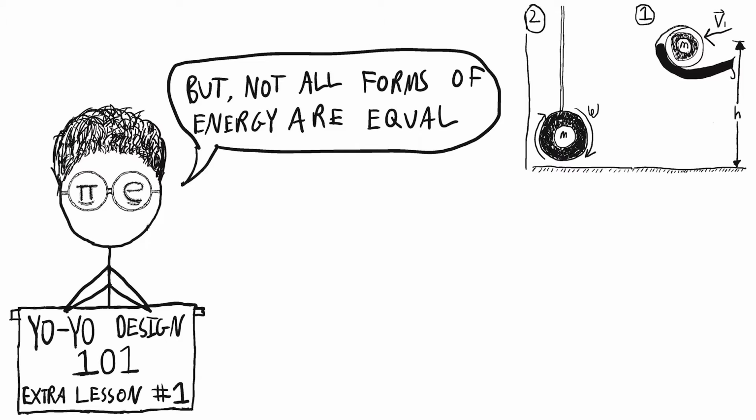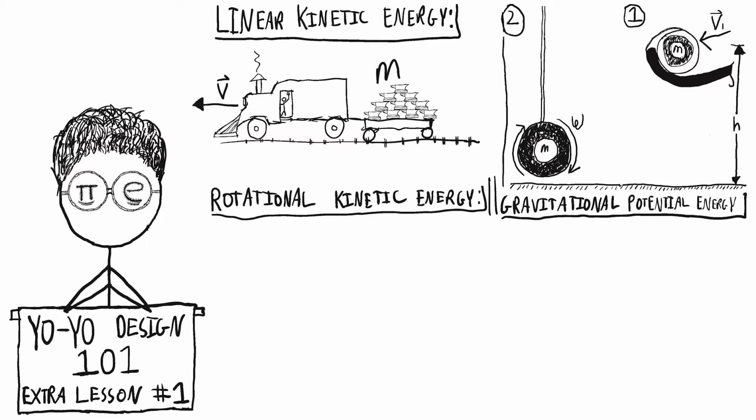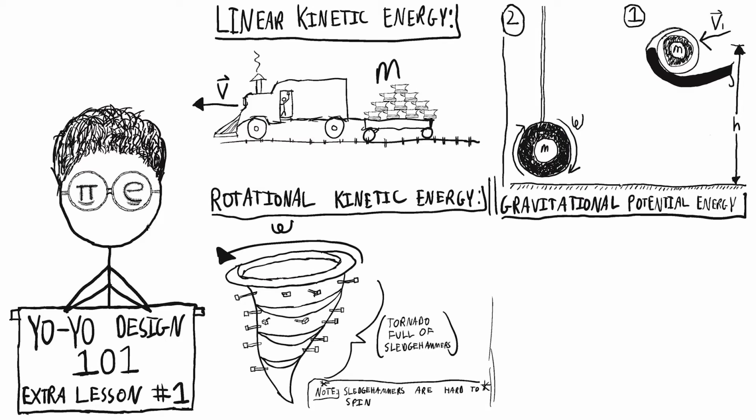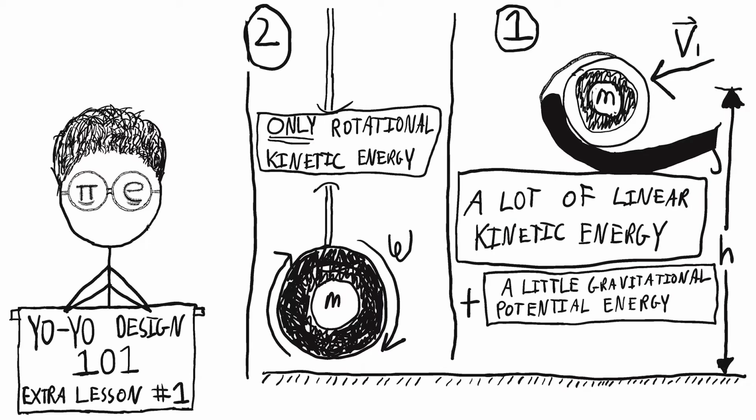And there are a bunch of different forms of energy, but the ones we need to talk about here are linear kinetic, rotational kinetic, and gravitational potential. Linear kinetic is when an object with mass travels in a straight line at a specific speed, like a train carrying a massive pile of anvils. Rotational kinetic is when an object which is difficult to get spinning gets spinning at a certain angular velocity, like a tornado full of sledgehammers. And gravitational potential is where energy is added to a system when you move something against gravity, and energy is removed from the system when you move something with gravity. The first picture has a lot of linear kinetic energy and a little bit of gravitational potential energy, while the second has only rotational kinetic energy.